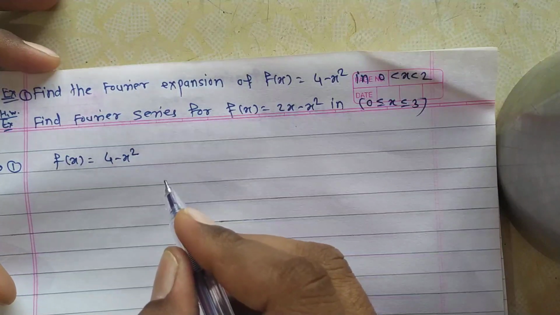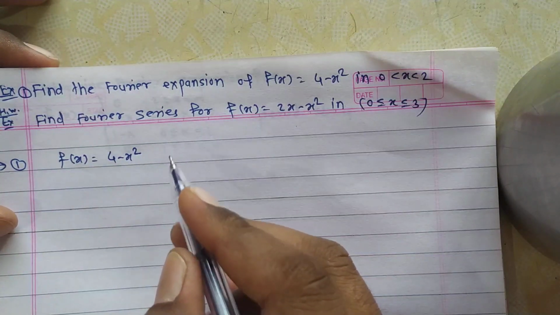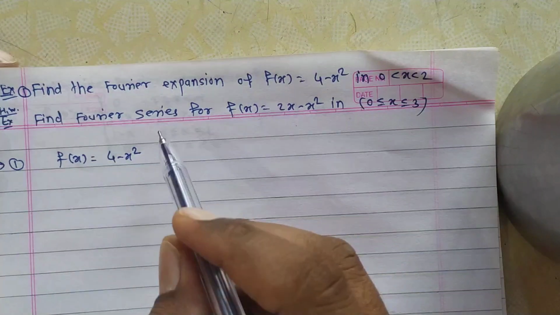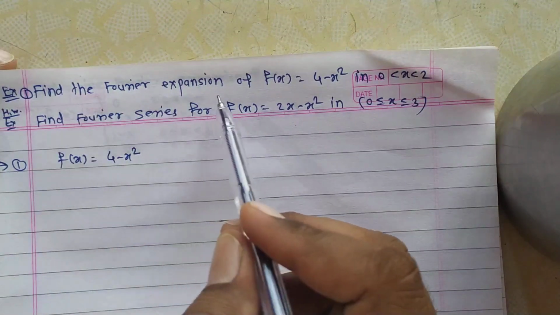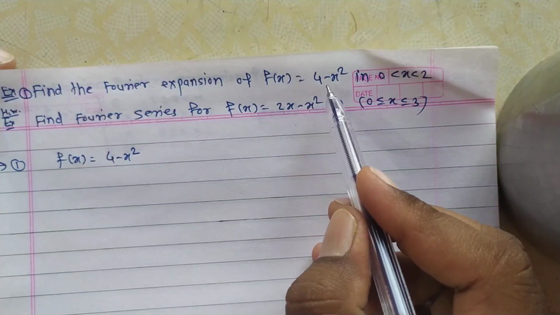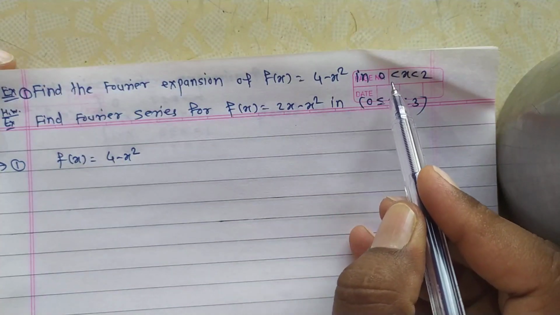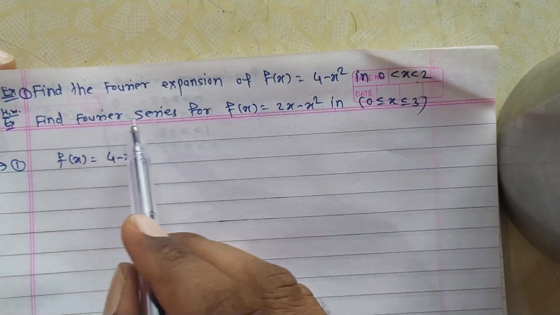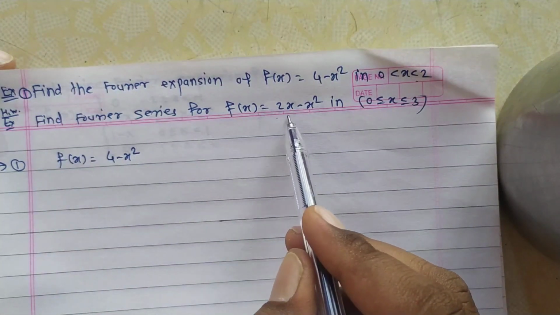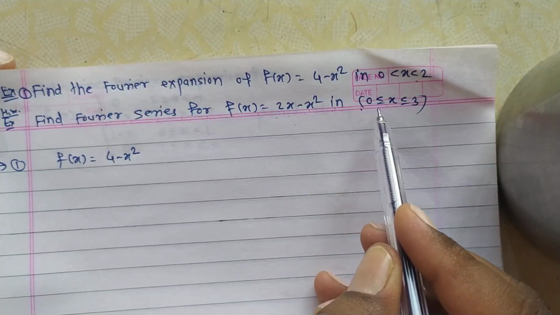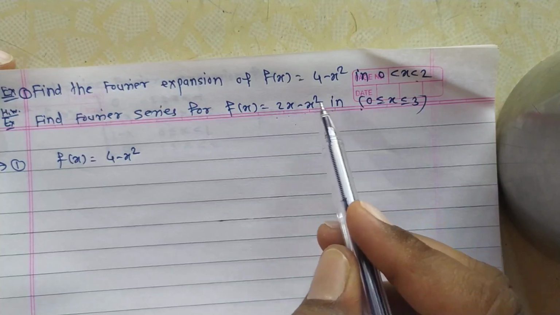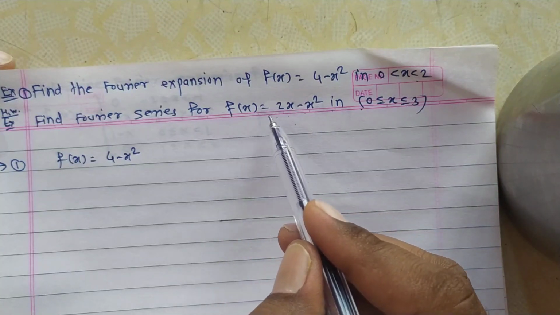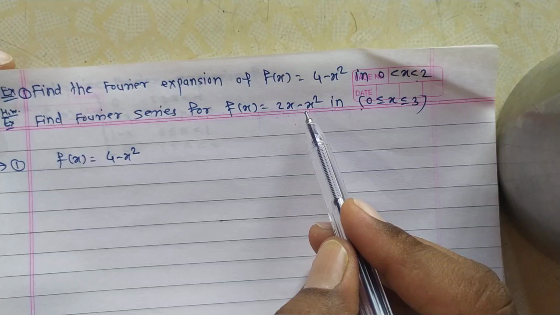Hello friends, today we are going to take some examples, 2 to 3 problems on Fourier series. So first problem is find the Fourier expansion of f of x is equal to 4 minus x square in 0 is less than x is less than 2, and same problem is find Fourier series for f of x is equal to 2x minus x square in 0 is less than equal to x is less than equal to 3. So I am explaining first problem, you try second problem at your own level.